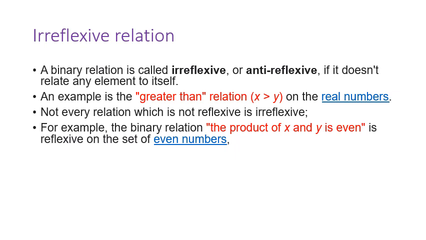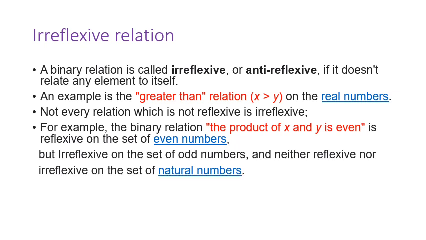Then one example is that the product of x and y is even, okay, is reflexive on the set of even numbers. If we take the set of even numbers, then we can say that the product of x and y is even, and reflexivity holds. That is, the product of 2 and 2 is 4, which is an even number. Then 4 and 4. Then 2 and 4, the product is 8, which is an even number. So there is reflexivity.